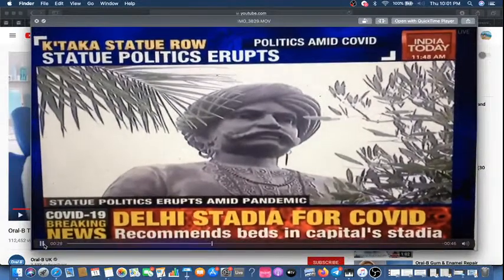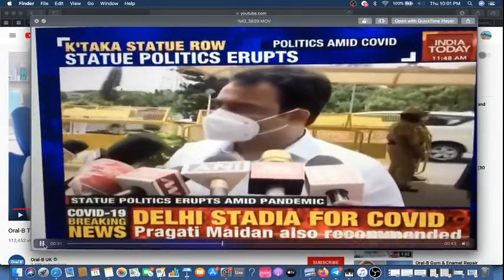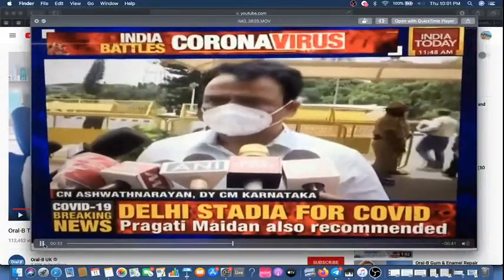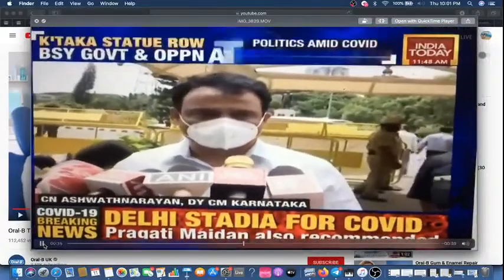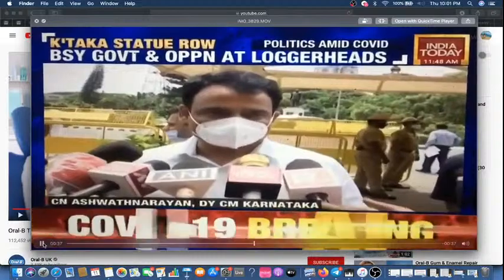It is not a new fund that has been allocated. The funds earlier itself, the allocated funds, was not utilized.